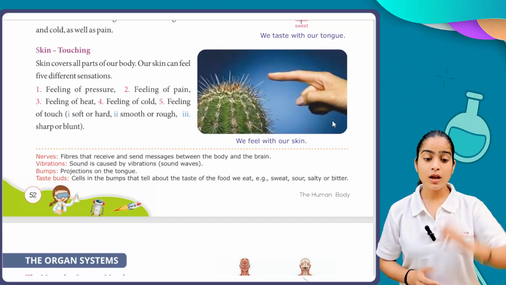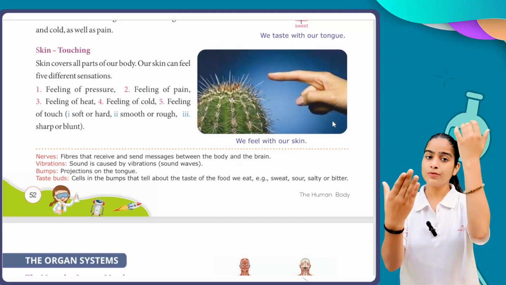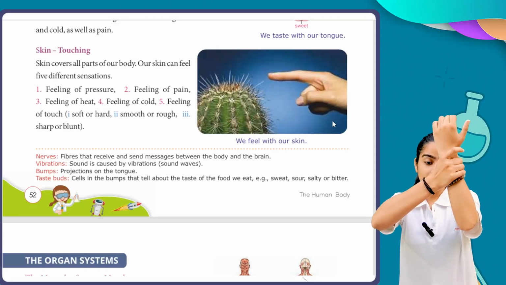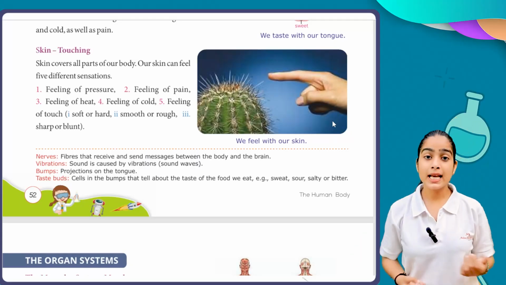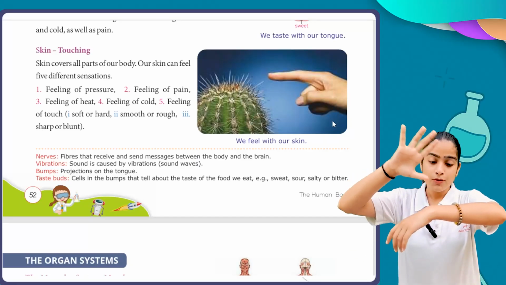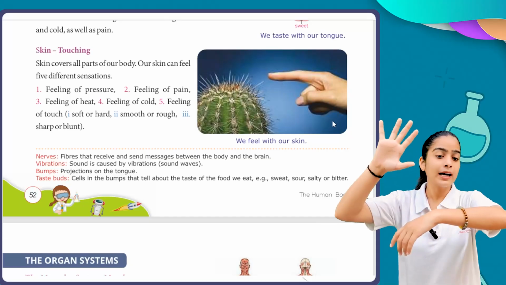The first one is the feeling of pressure. If this is my hand and I'm putting any kind of pressure on my other hand, I can feel it. This is the feeling of pressure. Next, the feeling of pain. What you have to do is pinch yourself. Right now, if you pinch yourself, what happens? You feel that pain.